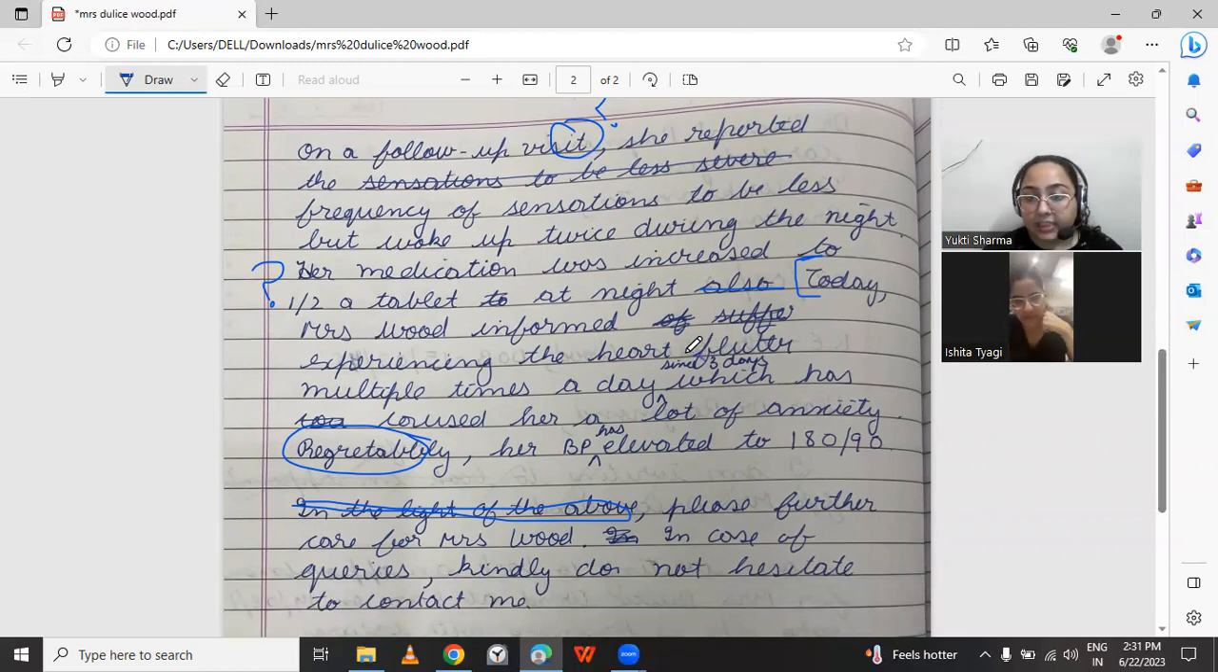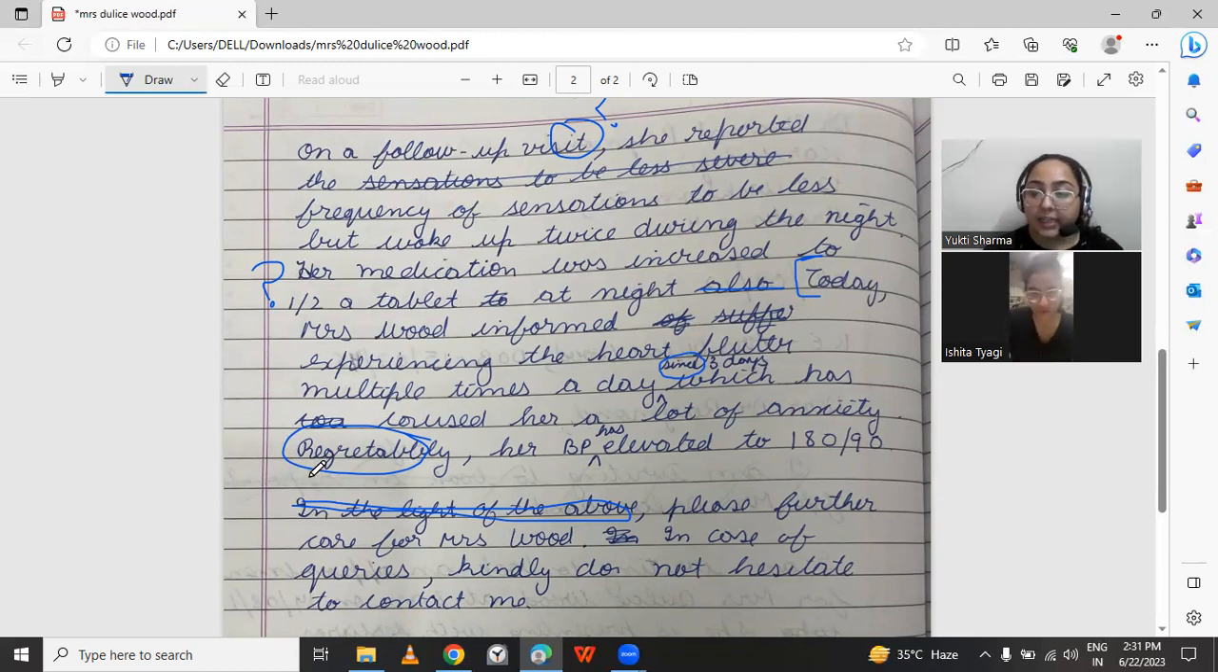Since is grammatically not used here; 3 days is a duration, so we will say for 3 days. Since is the starting point of an action, like since Monday, since last week, like that. So for 3 days, which has caused her a lot of anxiety.